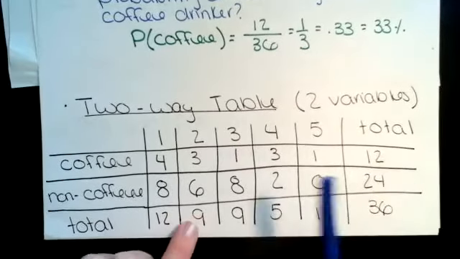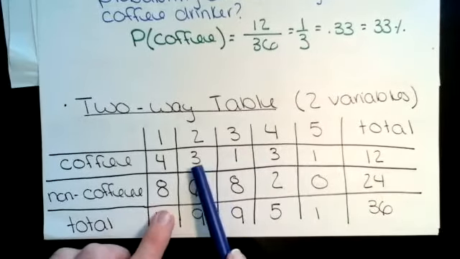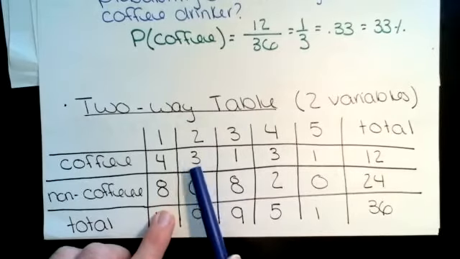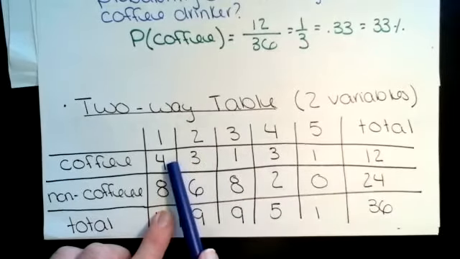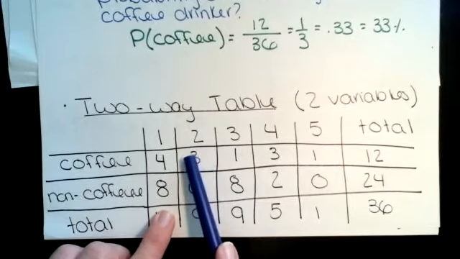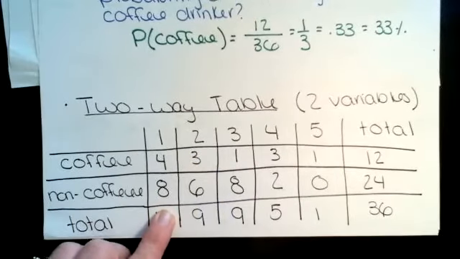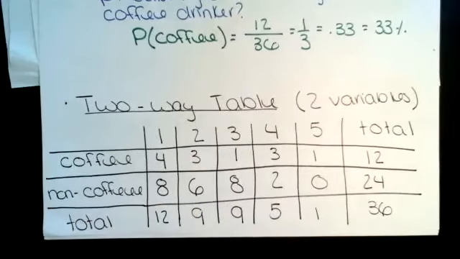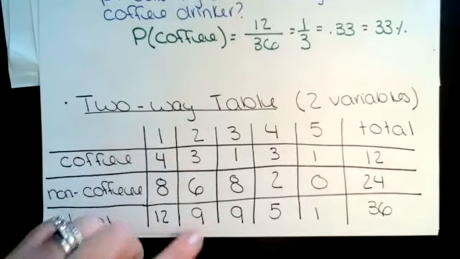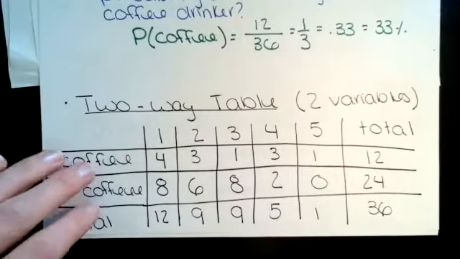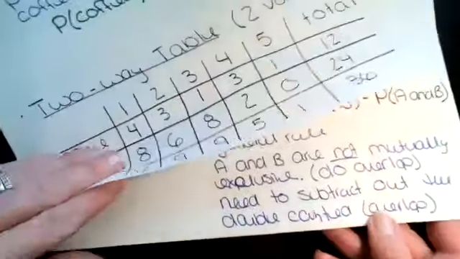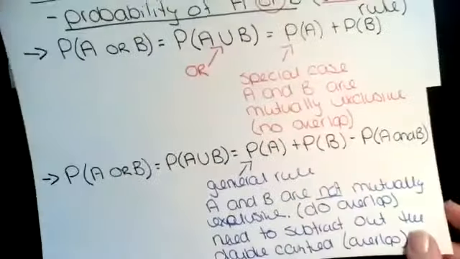It's not the 12 plus the 9. The reason for that is this 3 got counted twice. The 3 got counted in with the coffee drinkers, and then those same 3 individuals got counted again for my second year. We only want to count them once, not twice, so we subtract that 3 out, and we get the 18 out of 36 and the correct probability. So that's just the visual to go along with that formula.